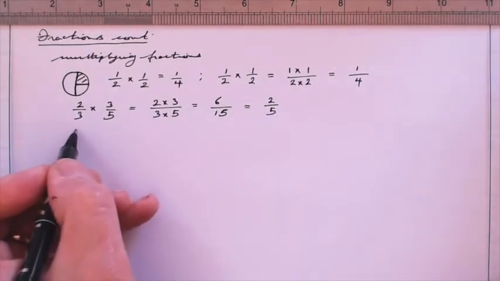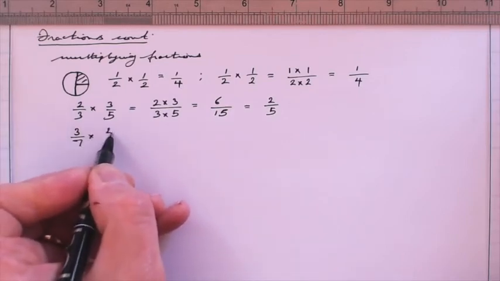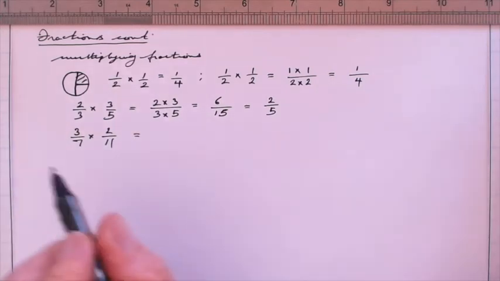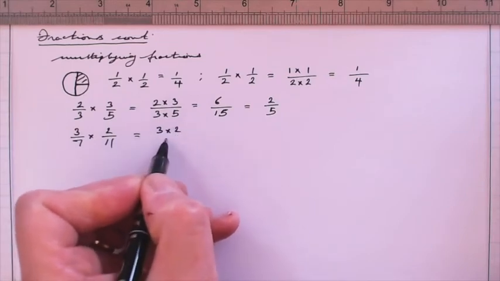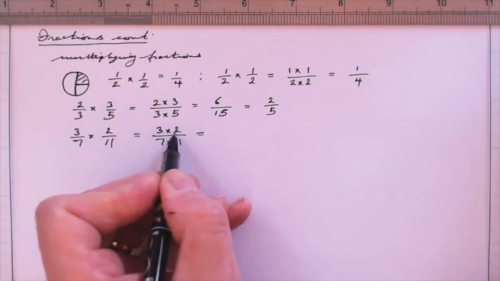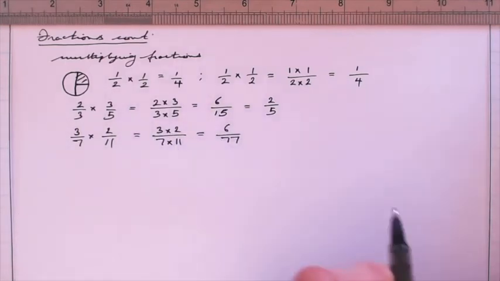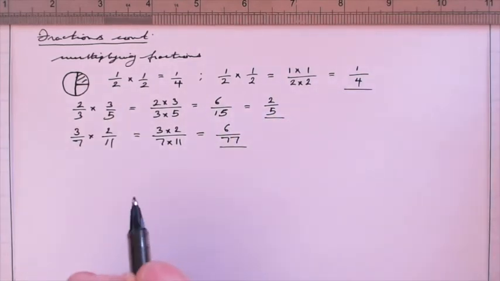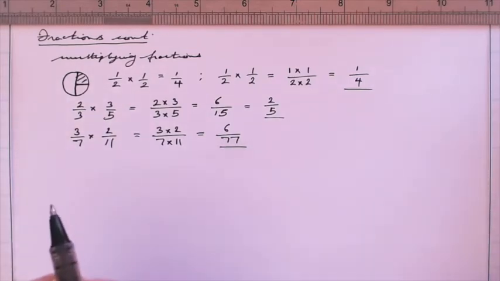Let's do another example. 3/7 times 2/11. Slightly harder one. We just multiply the tops together, divided by multiplying the bottoms together. 3 times 2 is 6. 7 times 11 is 77, and that would be the answer. So you see, multiplying fractions is really quite straightforward.